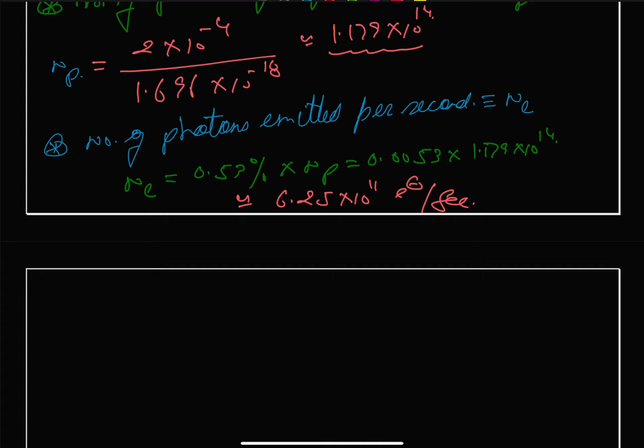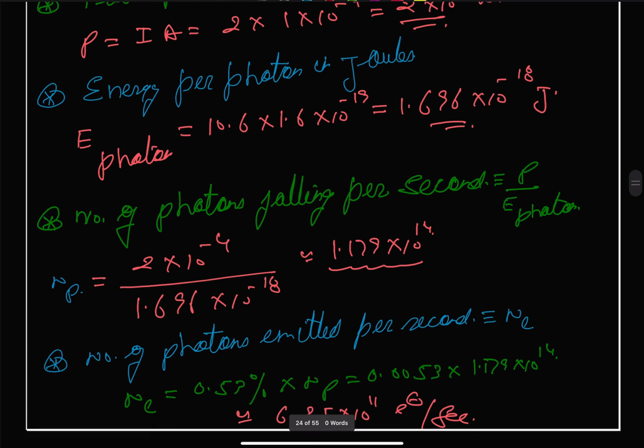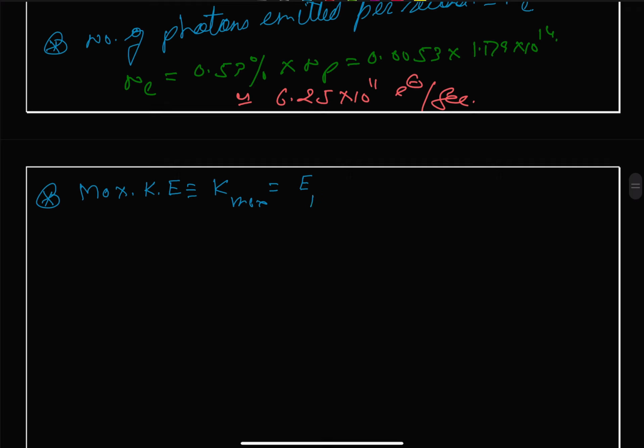Next is our maximum and minimum energies. So our maximum kinetic energy, let us call this K max, will be equal to energy of photon, which is 10.6, minus work function, which is 5.6. This gives us 5 electron volt.